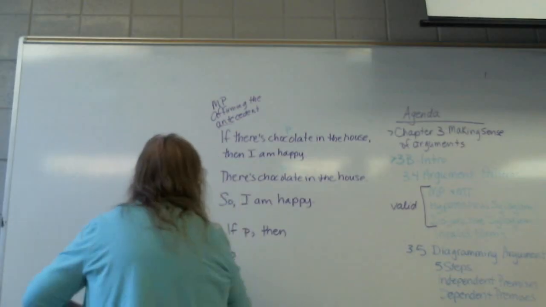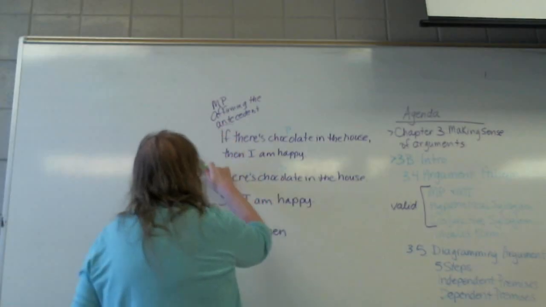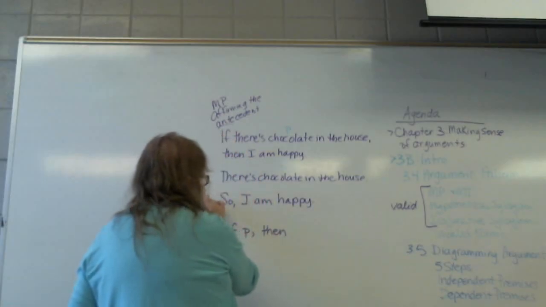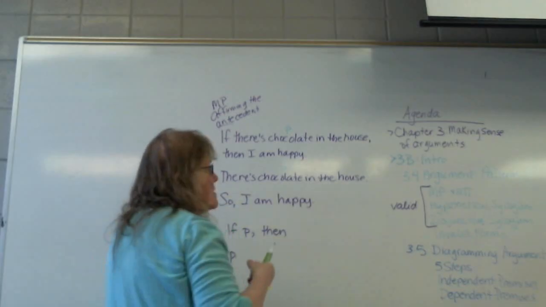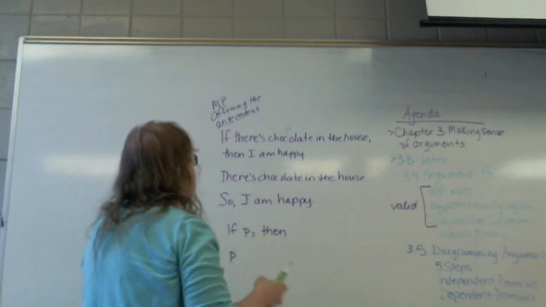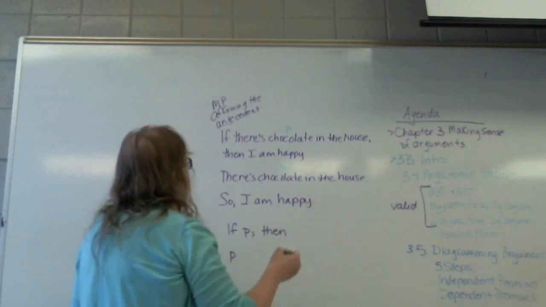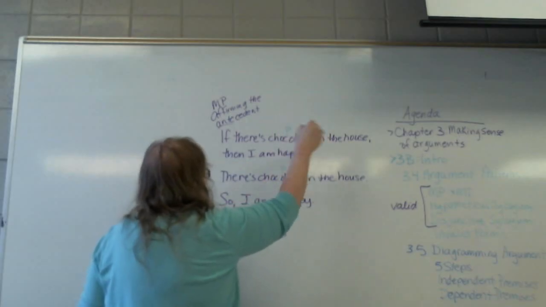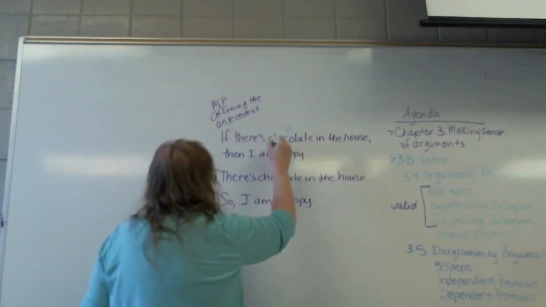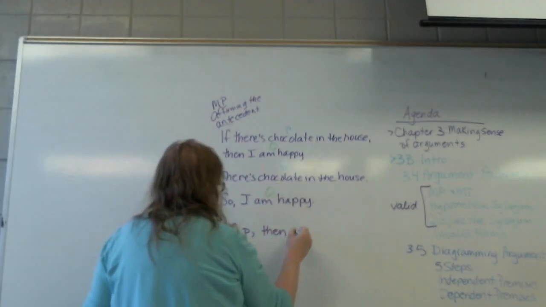So we've got two phrases here, and we have three statements. So this is a syllogism. A syllogism just means there's three. There are lots of different kinds of syllogisms, so we're going to get to that as well. But if there's chocolate in the house is my P, and I am happy is my Q.